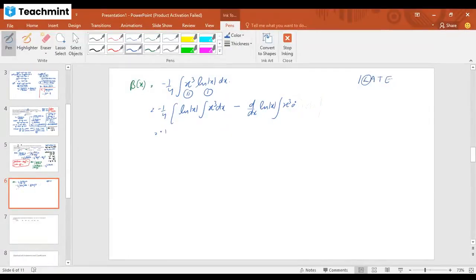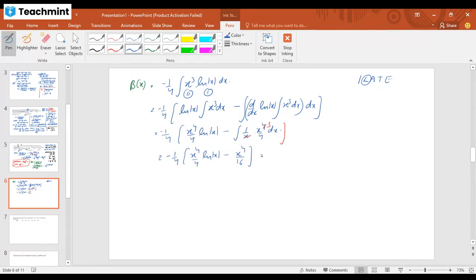So it will give us minus 1 by 4. The integral of x³ is x⁴ by 4 times log mod x. The derivative of log x is 1 by x, and its integral is x⁴ by 4. So one power of x gets cancelled out. So again, if we integrate this function, its value comes out to be minus 1 by 4 times x⁴ by 4 log of mod x. This is x⁴ by 16. Or I can take x⁴ by 4 outside. So 4 into 4 is 16. So it is log of mod x minus 1 by 4.